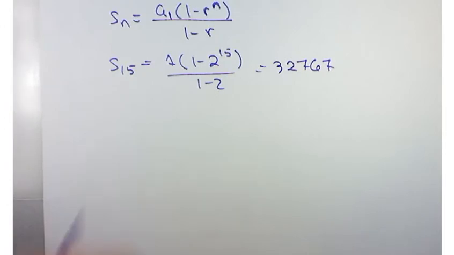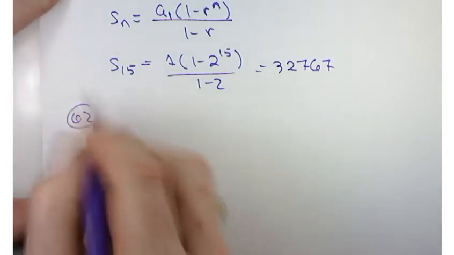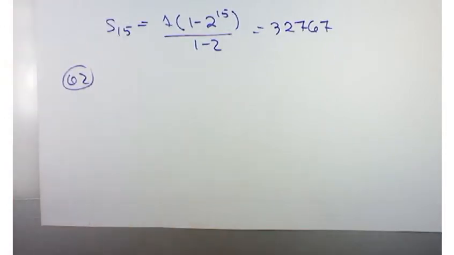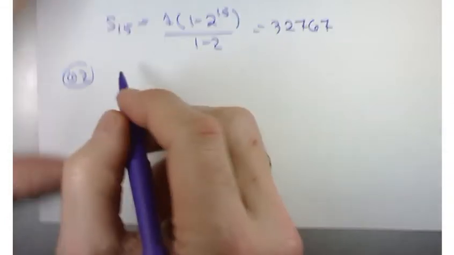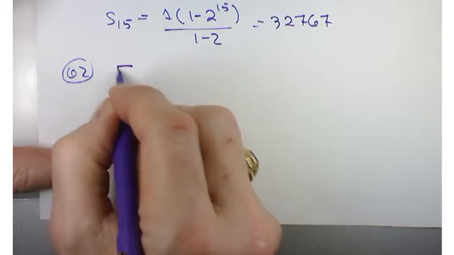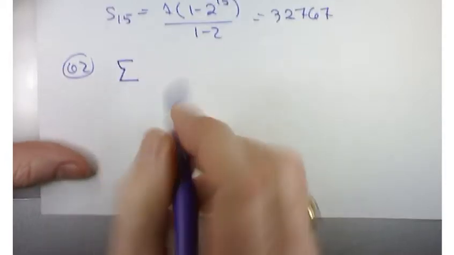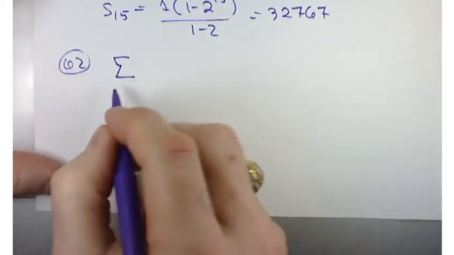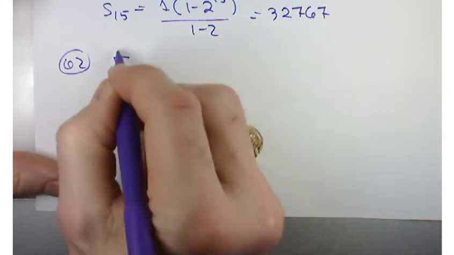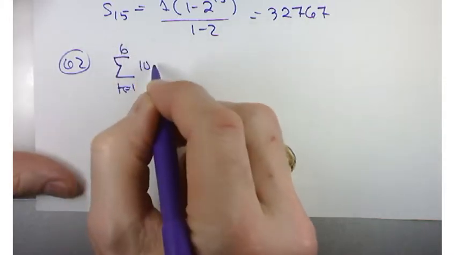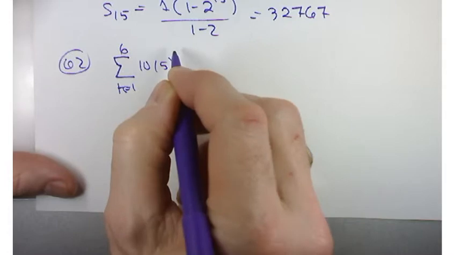Problem 62 gives you a geometric sequence, although it's kind of disguised. It's disguised like this. It's the sum, my sigmas are terrible, from k equals 1 to 6 of 10 times 5 to the k minus 1.